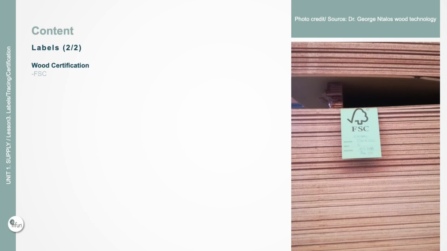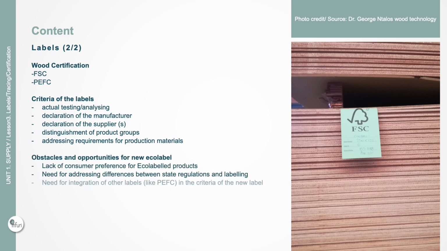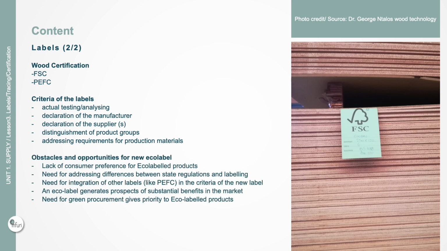Other important parts of labeling include the knowledge of the criteria of the labels, like the actual testing analysis, the declaration of the manufacturer, the declaration of the suppliers, the distinguishment of product groups, and the addressing requirements for production materials. However, there are several obstacles and opportunities for a new eco-label, like the lack of consumer preference for eco-labeled products, the need for addressing differences between state regulations and labeling, and the need for integration of other labels, like PFC, in the criteria of the new label.